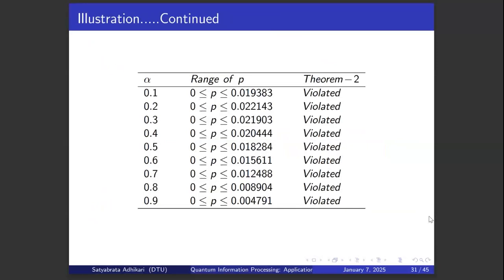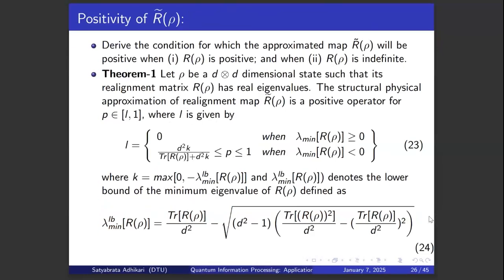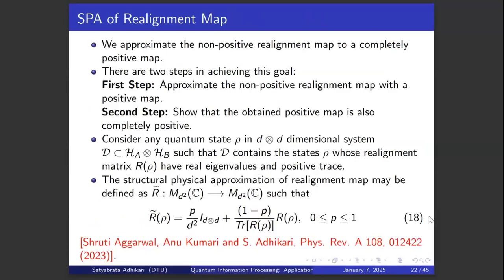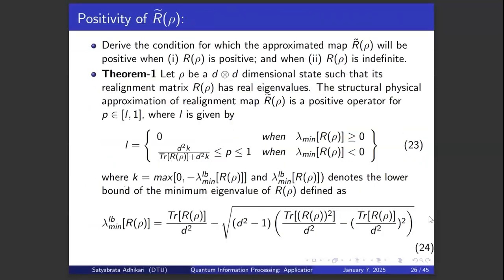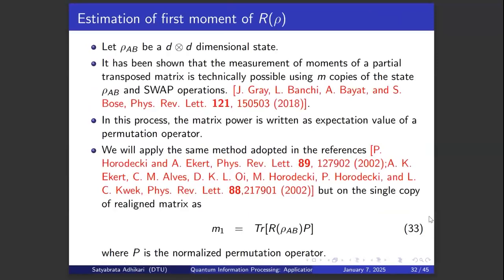And here also we had given the range of P also. So in this range of P, the proportion of the mixture, this P in equation number 18, which is the proportion of the mixture. If the proportion of the mixture is lying in this range, then for alpha equals 0.1, theorem 2 is violated. That means this state is entangled, and in this way for all other values of alpha.